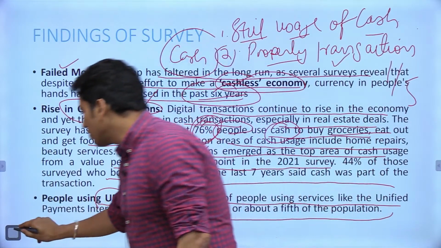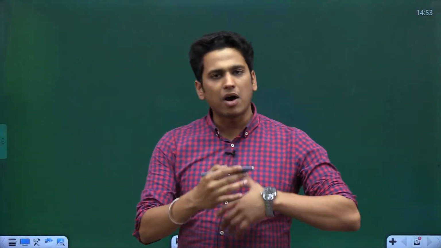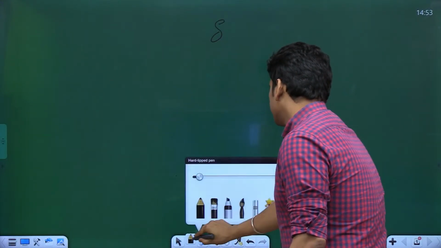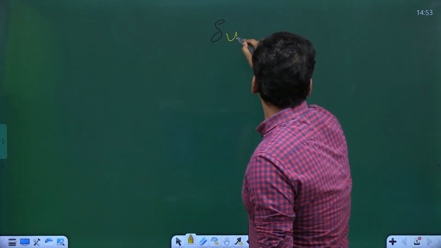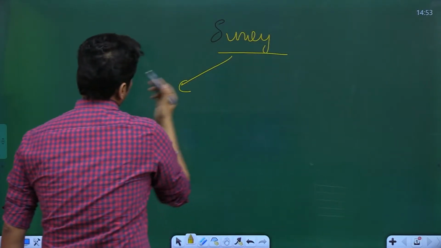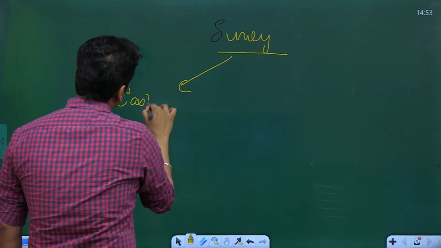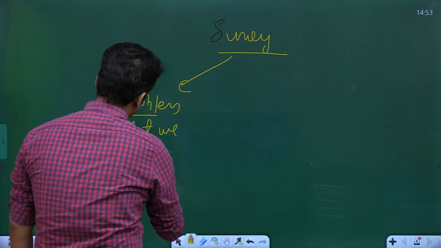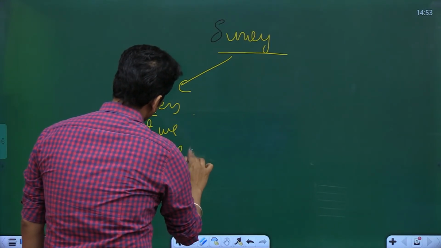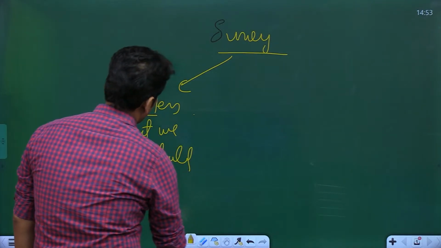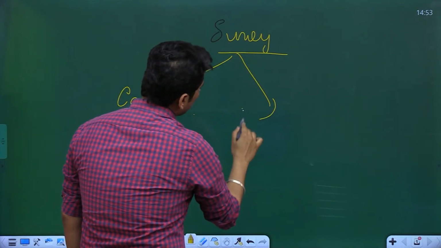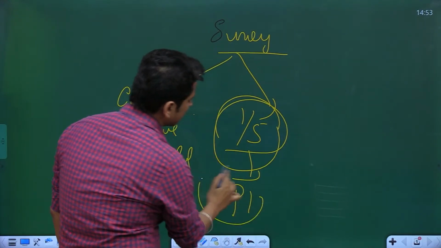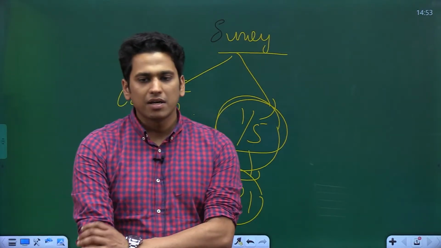So let's try to analyze it. We have now got an idea what the survey is trying to say to us. Okay, survey is trying to say that we thought of going towards cashless, but we have failed badly. There is only about 1/5 of the population that is using, let's say, UPI services, that is unified payment interface.